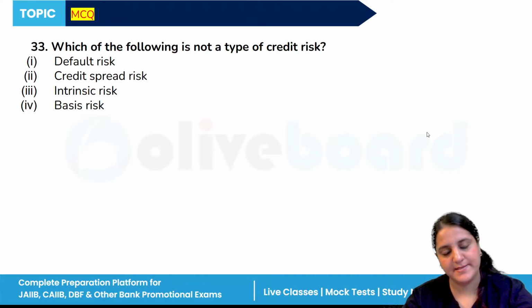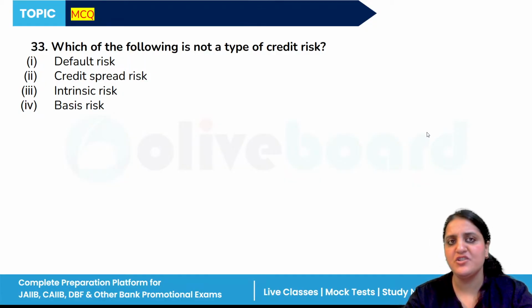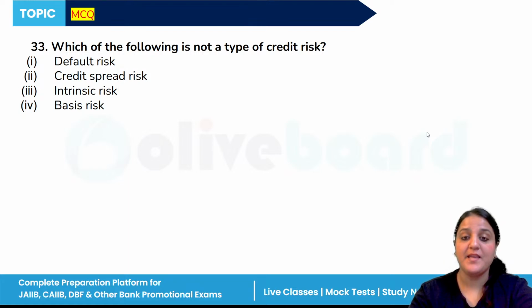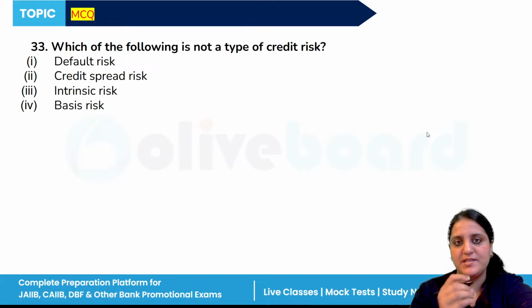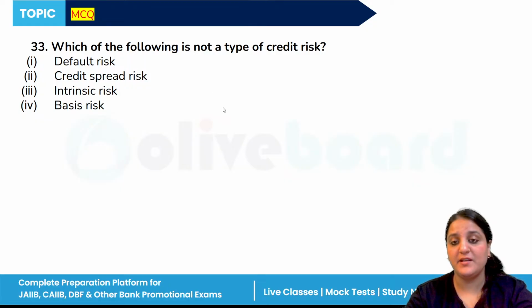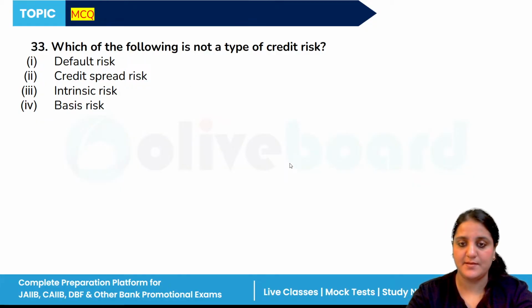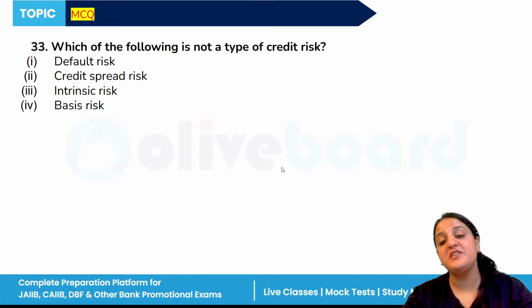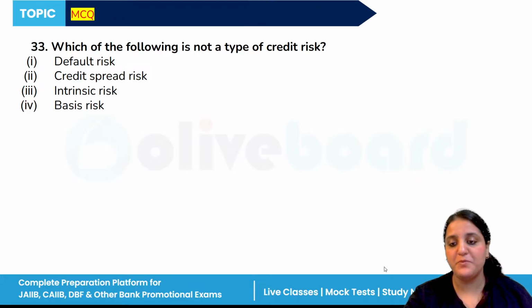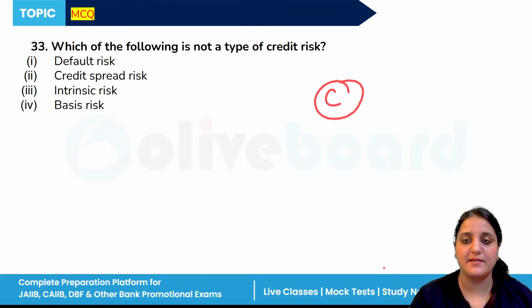Default risk, yes, it is a type of credit risk in which the borrower does not pay. Credit spread risk, yes, that is also related to the market value of credit. Intrinsic risk, not a standard type of risk. Basis risk can be associated with interest rate mismatches. So which of the following is not a credit risk? That is intrinsic risk. Credit risk is about the borrower's ability to repay or loss due to downgrade or default. So option C is correct, intrinsic risk.